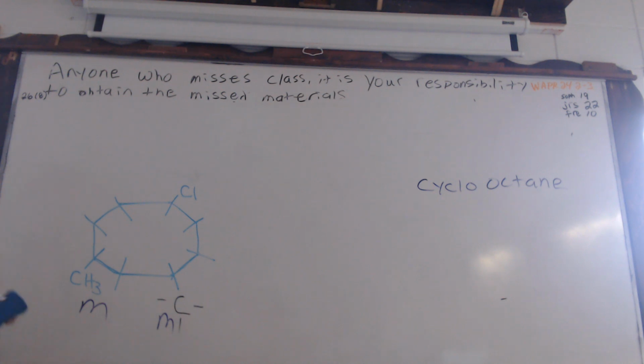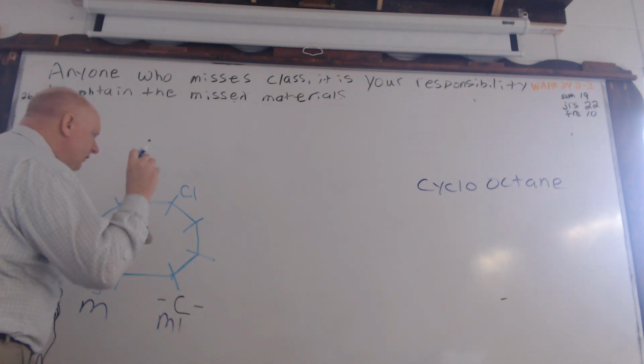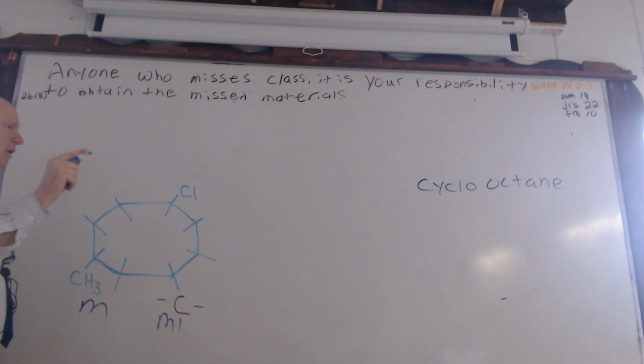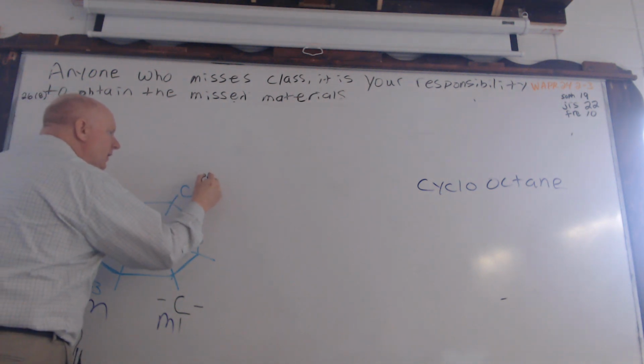But as far as, remember, we said alphabetization, which one of these is going to come first? Why? You're right, but why? Yeah, because C comes before M. So what number of carbon is that chloro group on? It's on our first. And we do have to write 1 on there for that.